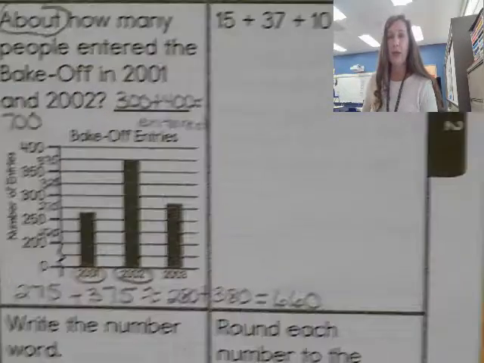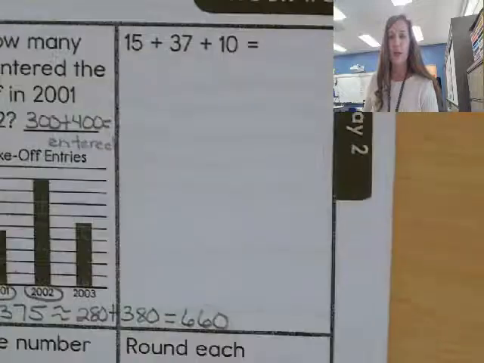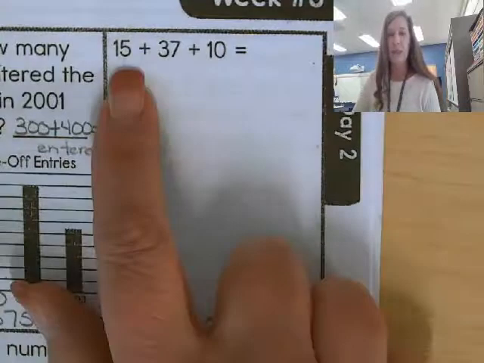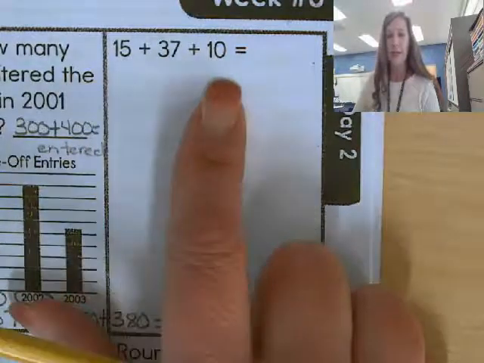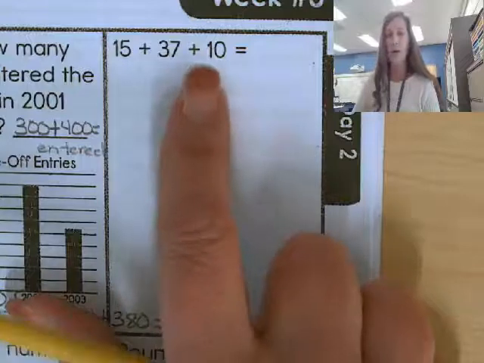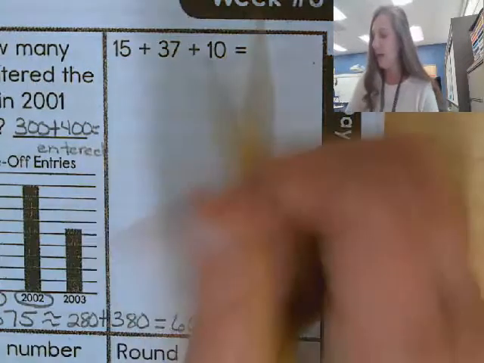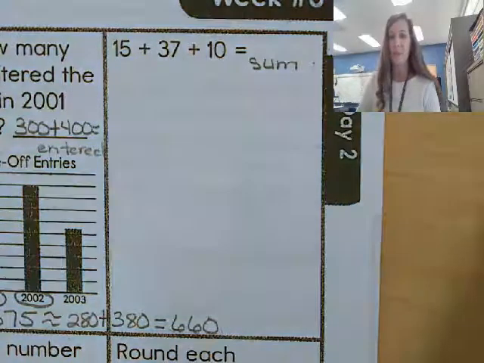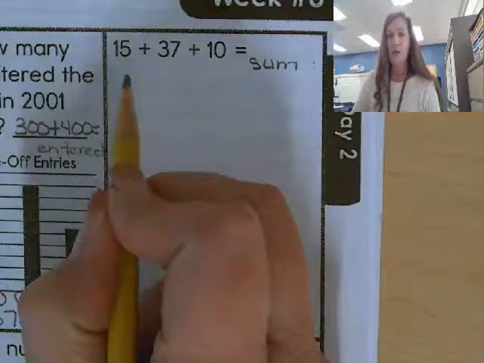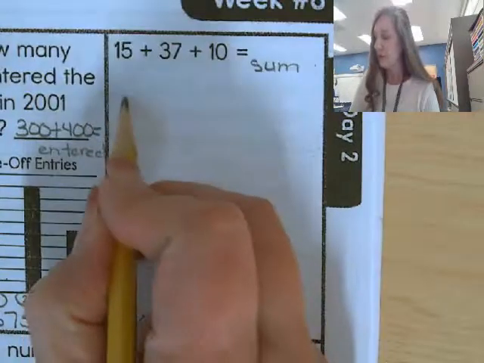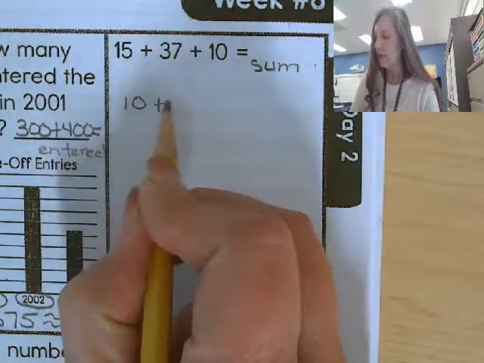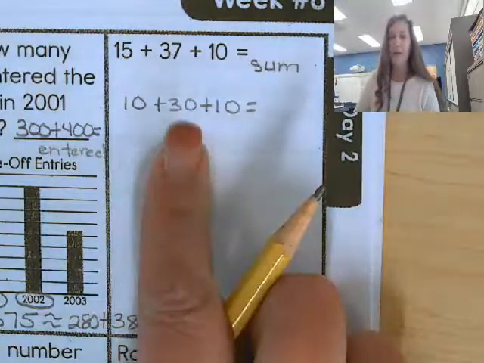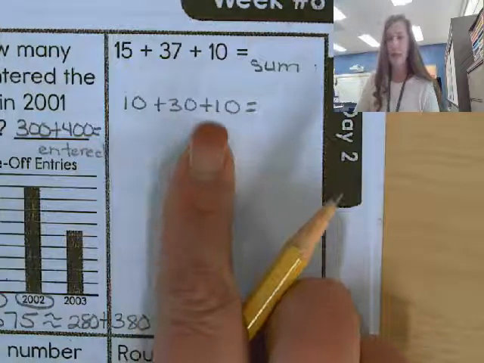So now let's look at our addition sentence here. We have three addends. We have 15, 37, and 10. Those are the three parts that we're adding together to come up with a whole sum. We call that a sum. Now, we can use our break apart strategy and add the tens first. So we could add 10, 30, and 10. And 30 and 10 is 40, plus another 10 would be 50.